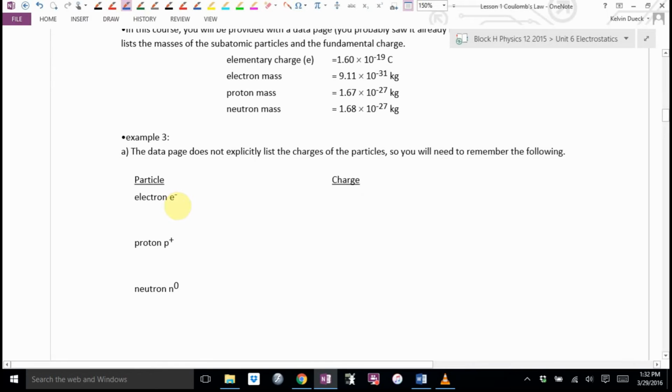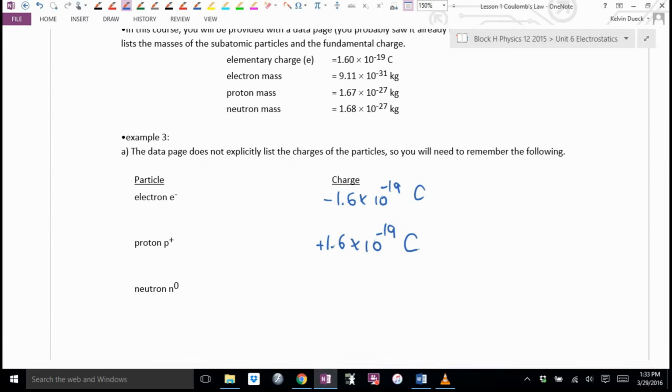The symbol for an electron is e negative. The charge on an electron is negative 1.6 times 10 to the negative 19 coulombs. Negative 1 elementary charge. The symbol for a proton is p plus. Its charge is positive 1.6 times 10 to the negative 19 coulombs.